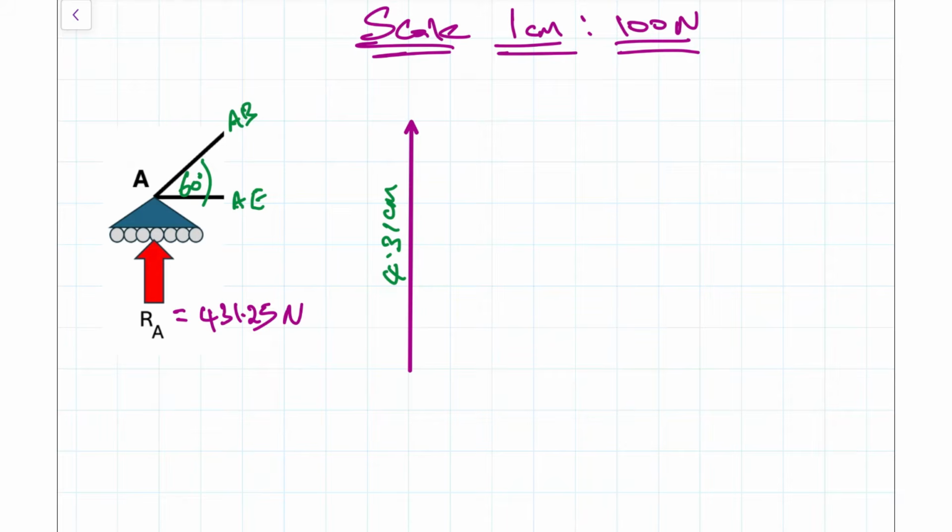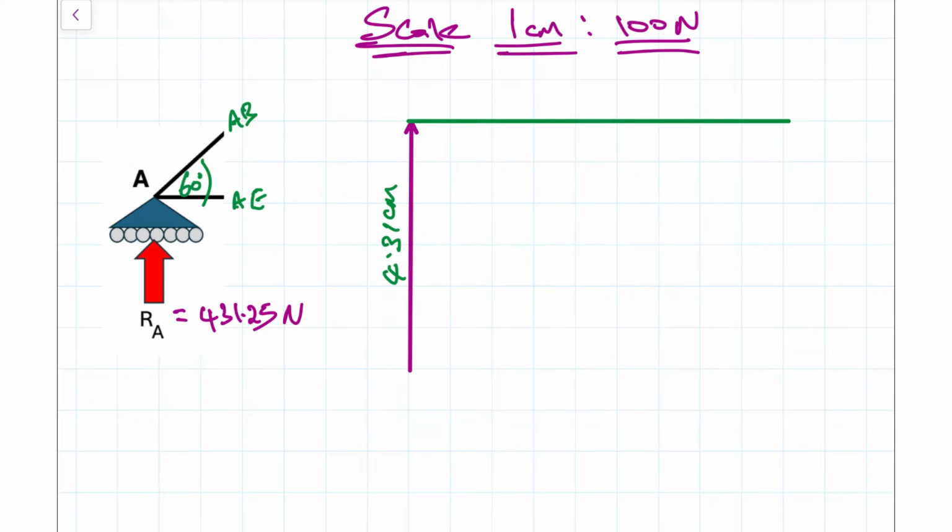And because AE is purely horizontal, I'm going to go for AE next. So AE will go across like so. And now the final thing that I need to do is to determine where AE will cut off. To do that, I will draw in the next force member, which is AB.